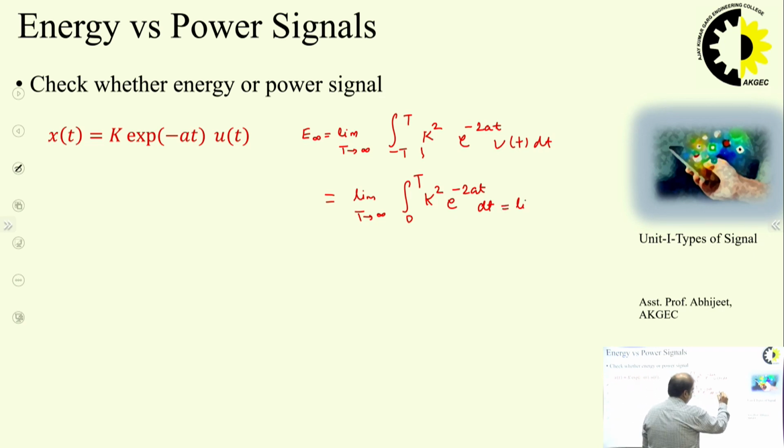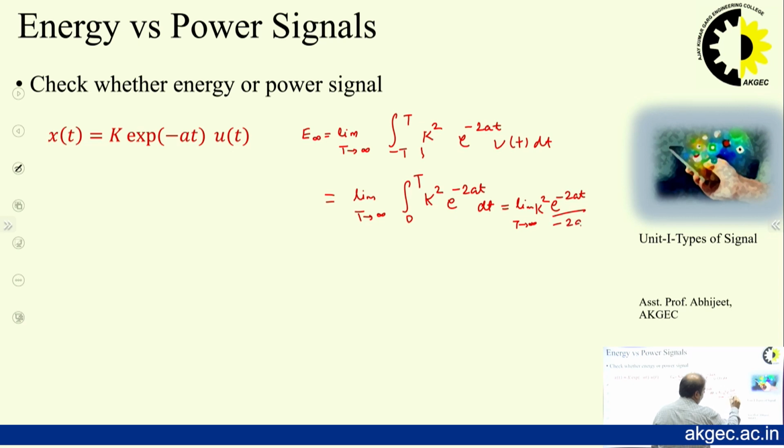So if it is limit t tends to infinity, we have e to the power minus 2at, K square upon minus 2a, and the limits are 0 to t. When I put the limits, with t tending to infinity, we get E infinity equal to K square by 2a. Therefore, the signal has a finite energy, the signal is an energy signal.